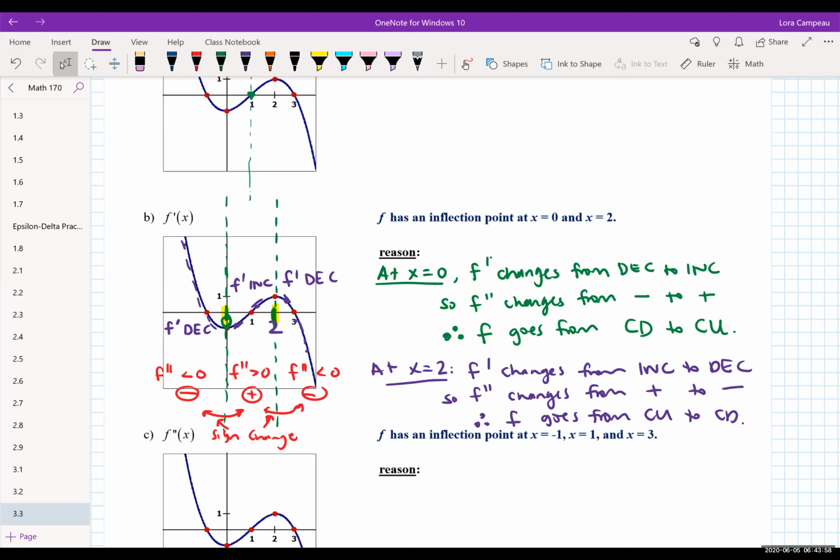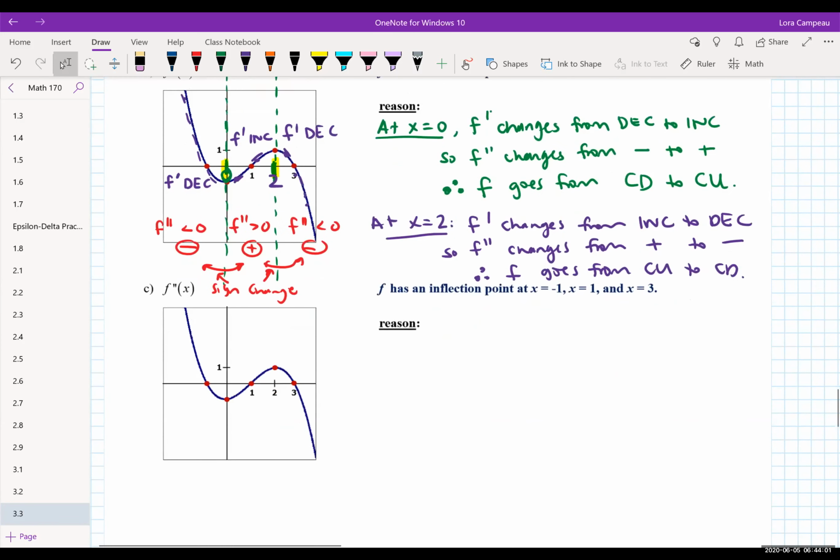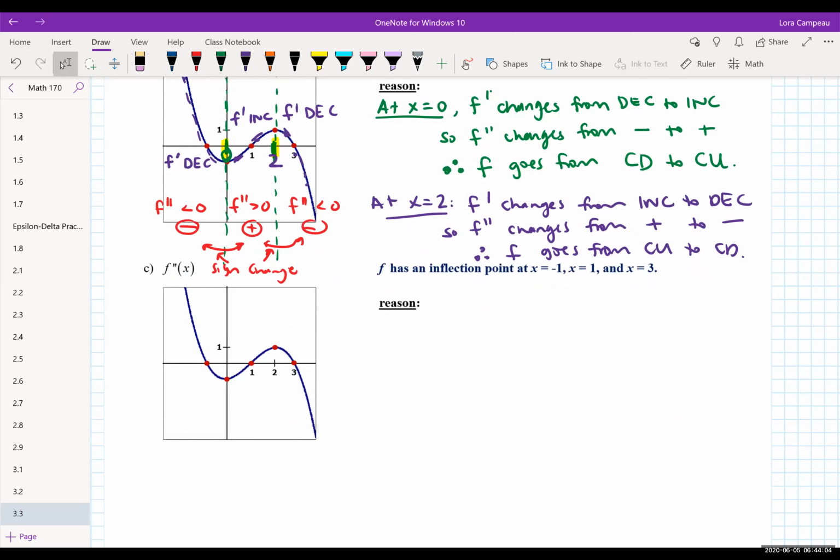Okay, so next step. If we already know the graph of the second derivative, and they give us a heads up that the original function has an inflection point at x equals -1, x equals +1, and x equals 3, I'll highlight them so that you can see that the original function has inflection points here. And this is the graph of the second derivative.